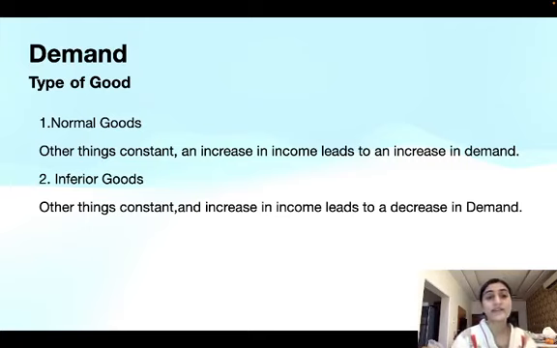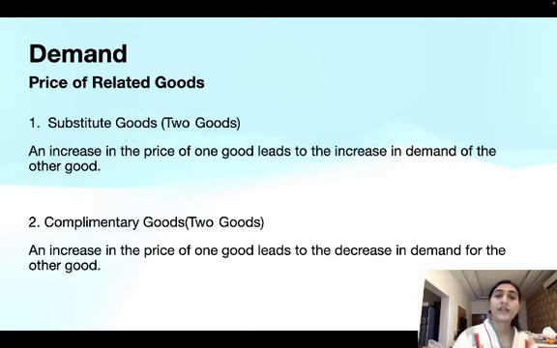So it is not necessary that if the income of the consumer increases, he is going to demand more of every good. He's only going to demand more of the good which is normal for him. In fact, he will reduce his demand for an inferior good.